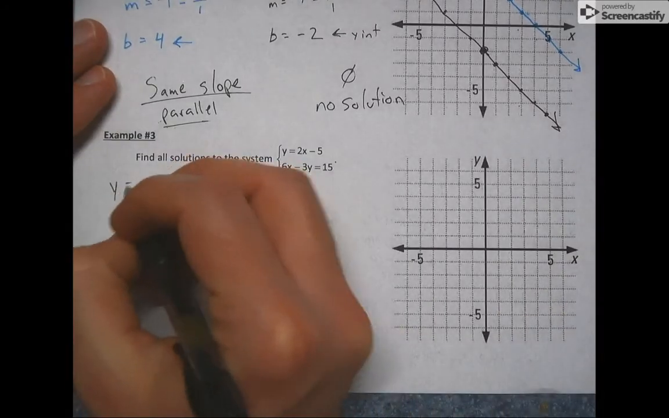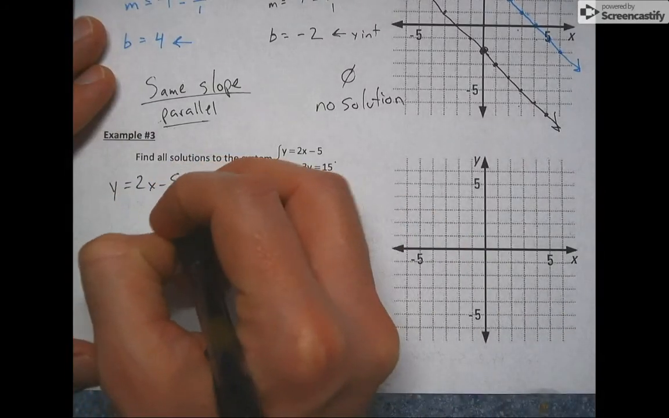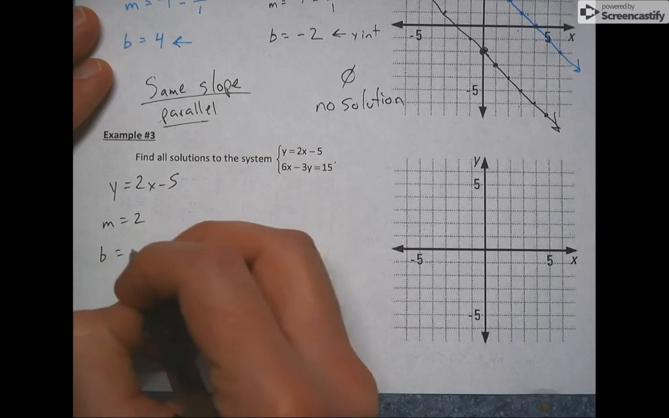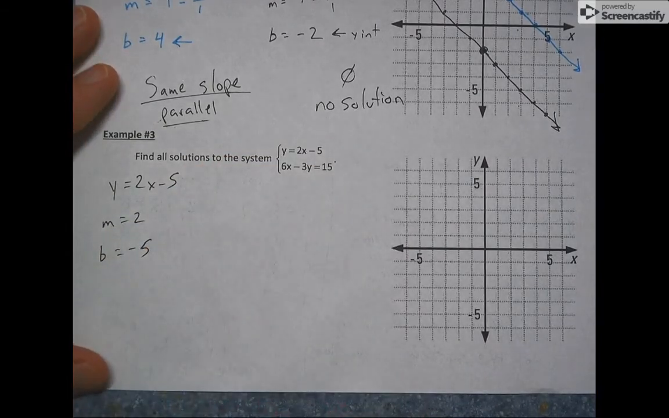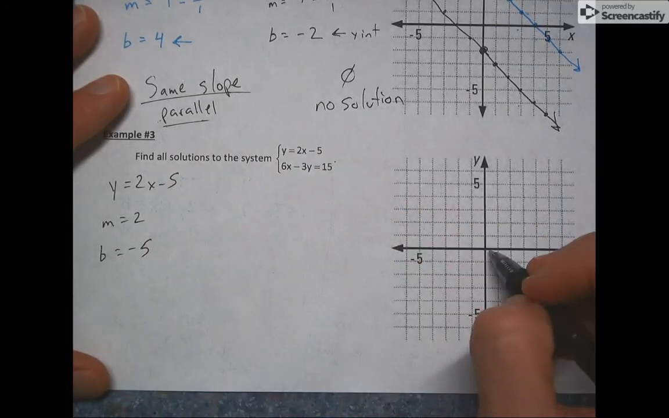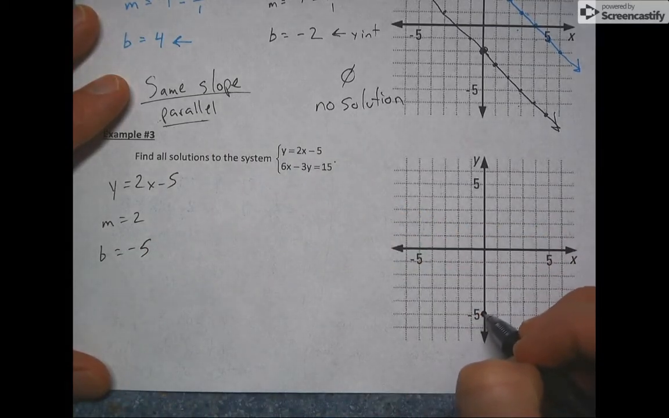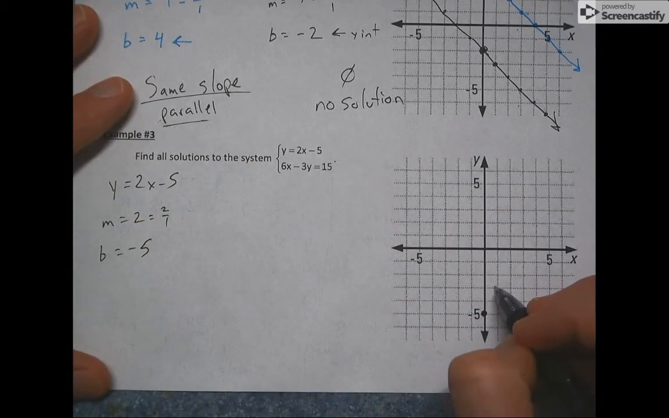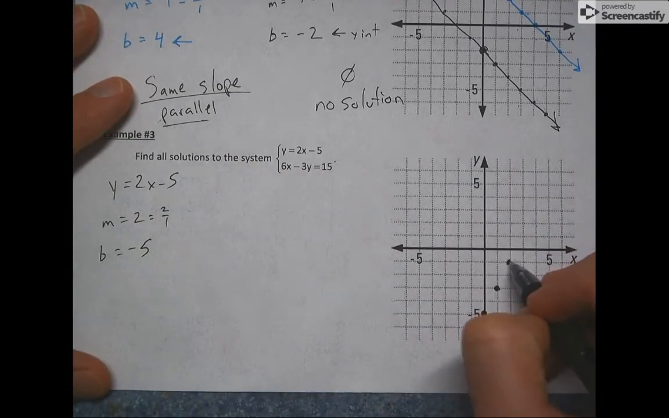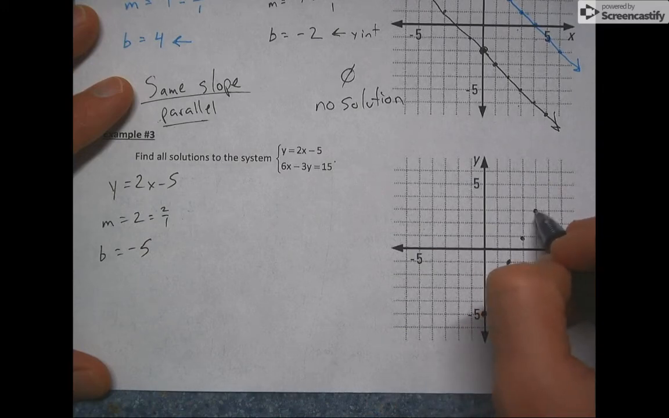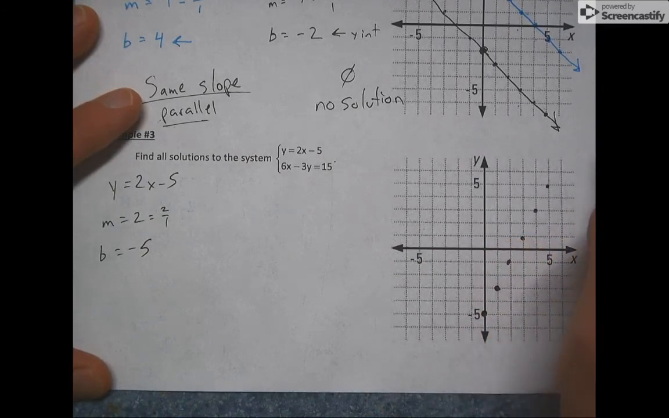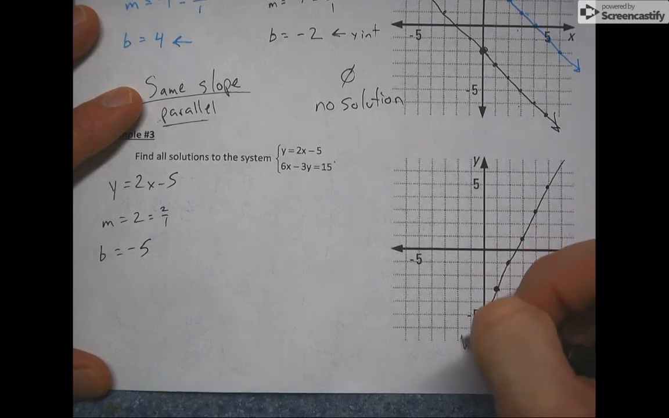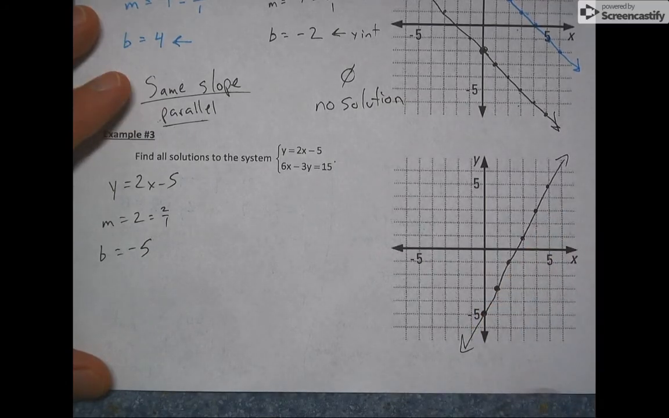So starting with y equals 2x minus 5, that's in beautiful form. So our slope is 2, our y-intercept is negative 5. So let's throw that on the graph real quick. We're starting at negative 5. Slope's positive 2, which is 2 over 1, up 2 over 1. Okay. And now the other one, we've got to do a little bit of work too.